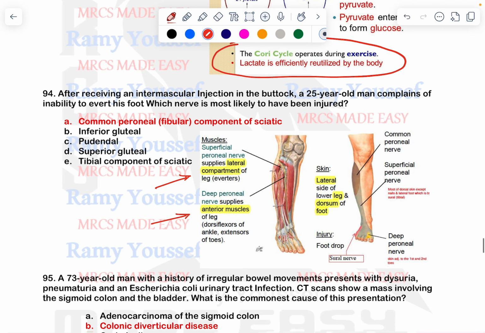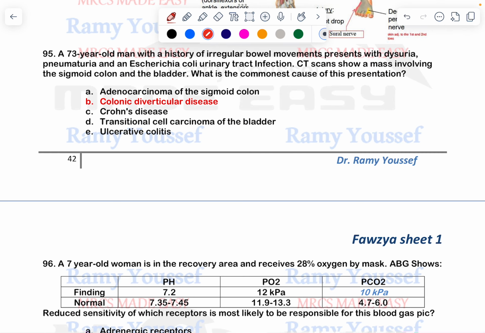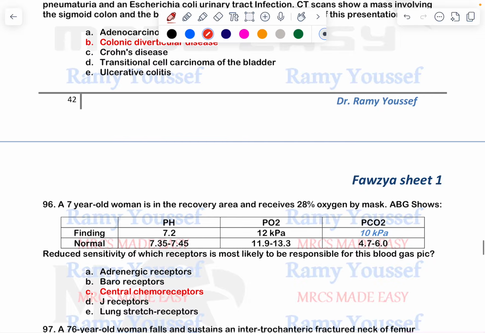A 70-year-old woman in the recovery area on 20% oxygen. ABG shows acidosis. This is increased carbon dioxide, respiratory acidosis. So central cells are not responding.